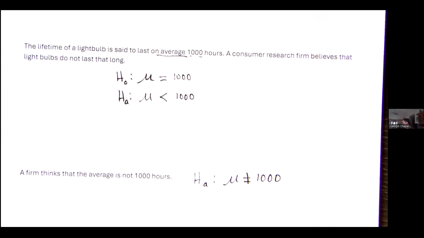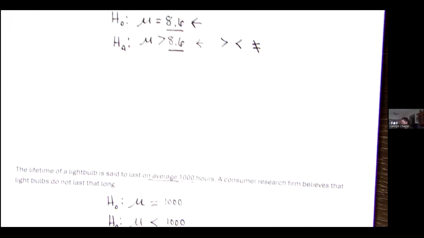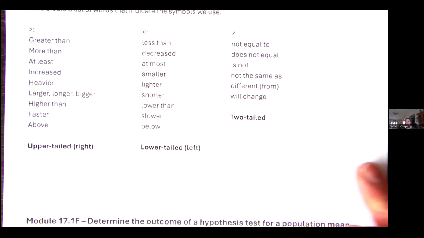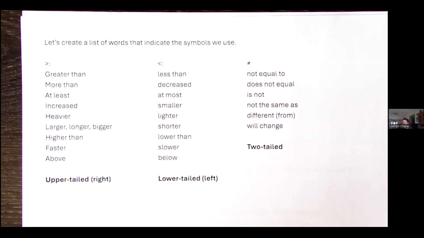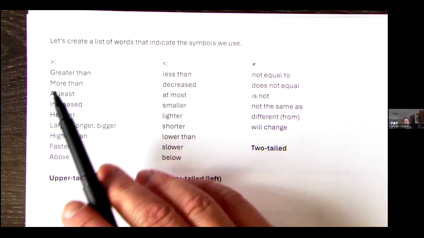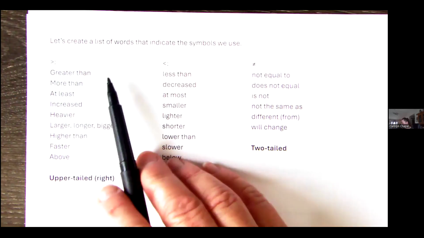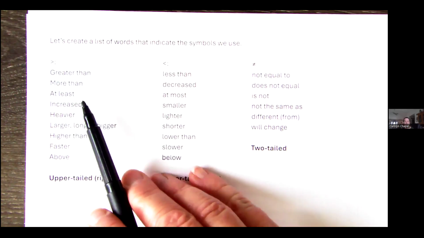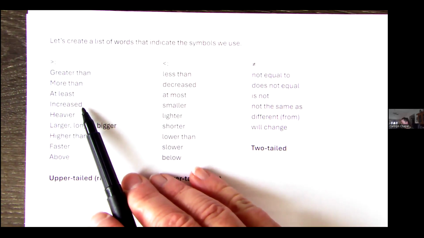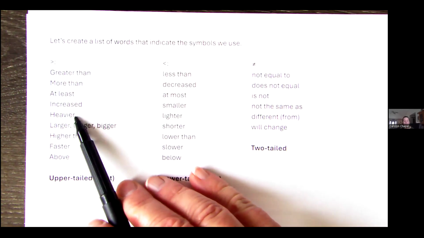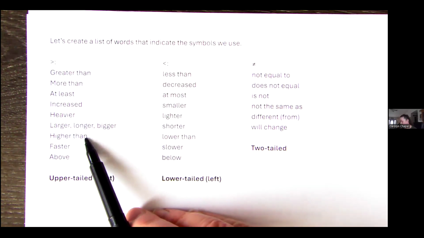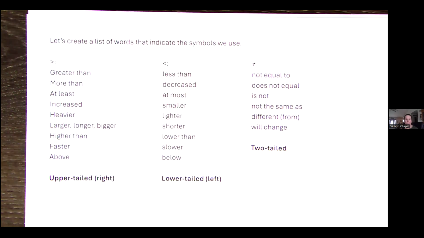So the symbols. Sometimes we have to be very careful when we're reading these problems. So what I've done is I've created a list of some of the common words. This is not a complete list by any means, that could stand for greater than. So we could hear the words greater than, more than, at least, increased, like we did in our one example. Heavier, something got heavier. It's larger, it's longer, it's bigger. It's higher, it's faster, it's above, it's taller.